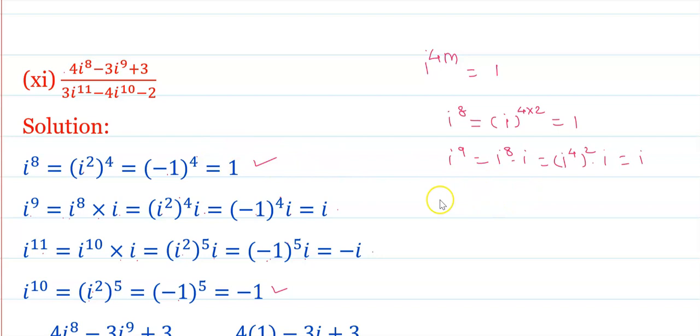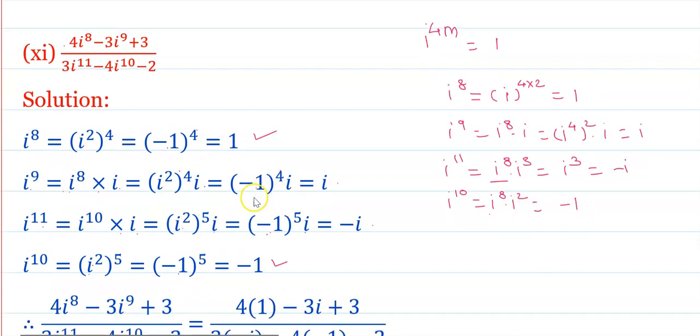i raised to किती होतं ते? i raised to 11. i raised to 11 can be written as i raised to 8 into i raised to 3. Okay. i raised to 8 is 1. i raised to 3, we know its value. It is minus i. And i raised to 10, this is i raised to 10. Means what again? i raised to 8 into i square. i raised to 8 is 1 and i square is minus 1, overall it is minus 1. In this way.